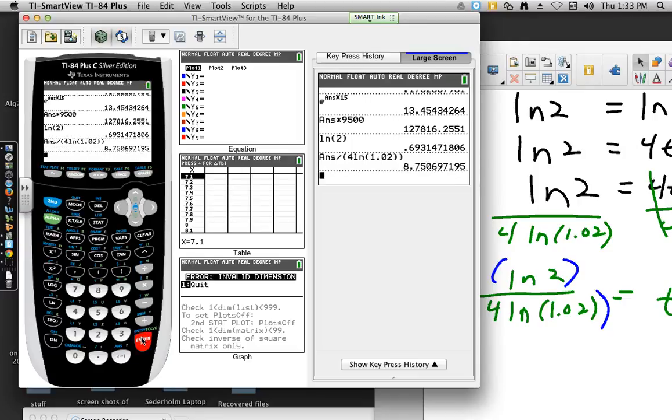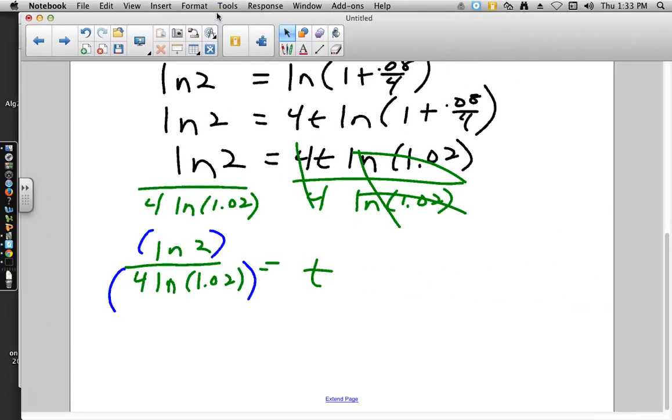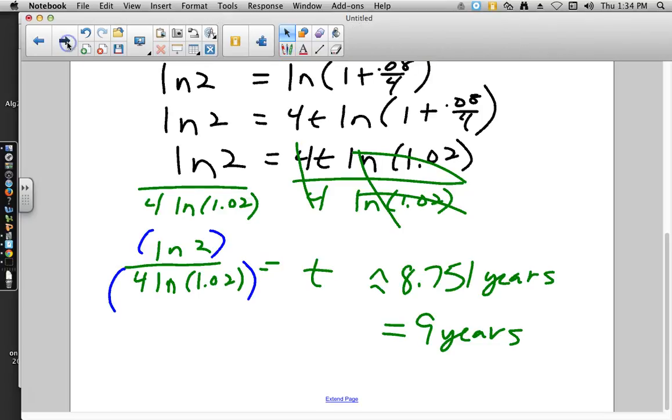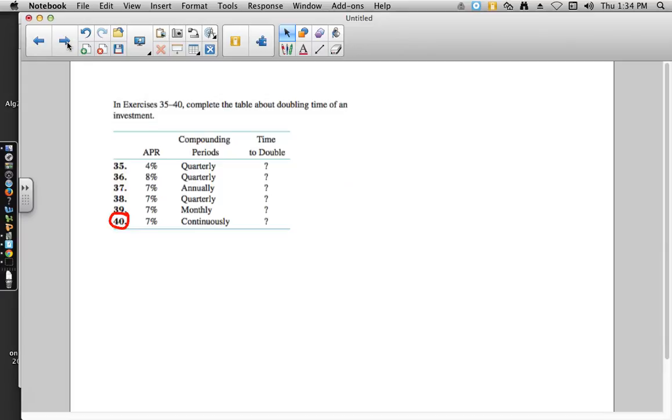And we have about 8.751 years, which, as we talked about in class, normally they will not pay that out until you have completed that full year. So 9 years for that compound interest to get to be what you want. It'll be a little more than you wanted, but that's okay. It just can't be less. So 9 years. Then number 40, we have this one compounded continuously.